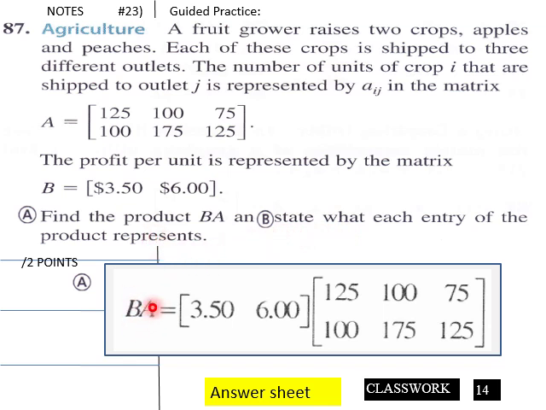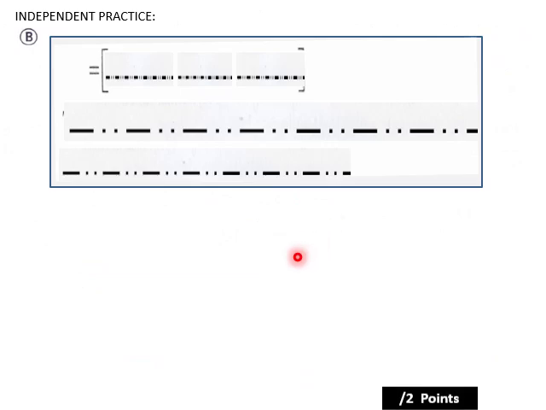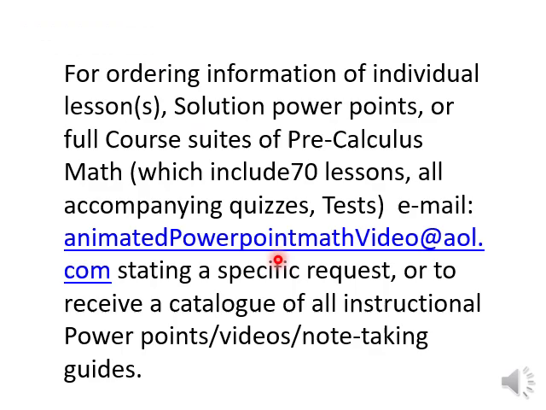Find the product BA and state what each entry of the product represents. So here is our product set up for BA, with 3.50 and 6. So this would be B here. The profit per unit is represented by this. And this matrix here represents our crops. Each of these crops is shipped to 3 different outlets, so this will be our 3 different outlets here. We have a 2 by 3 matrix here. So when we multiply that out, that's up to you, students, to multiply that out. And that is your 7.5 part 4.